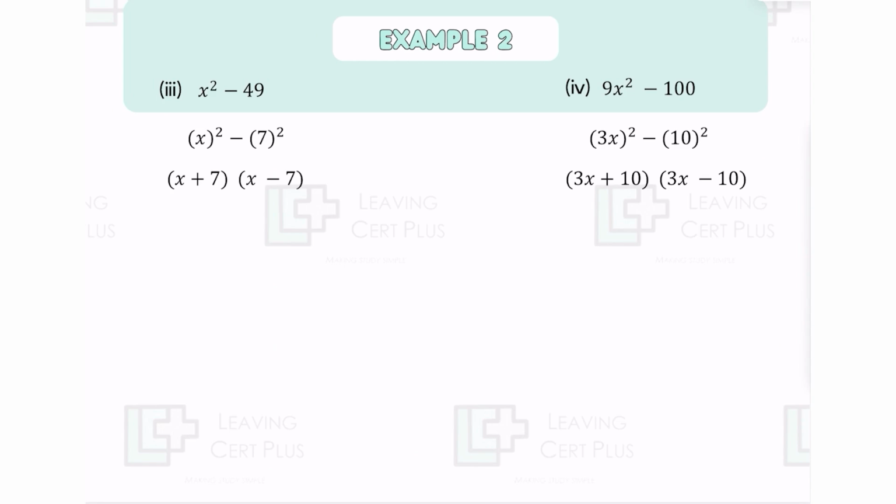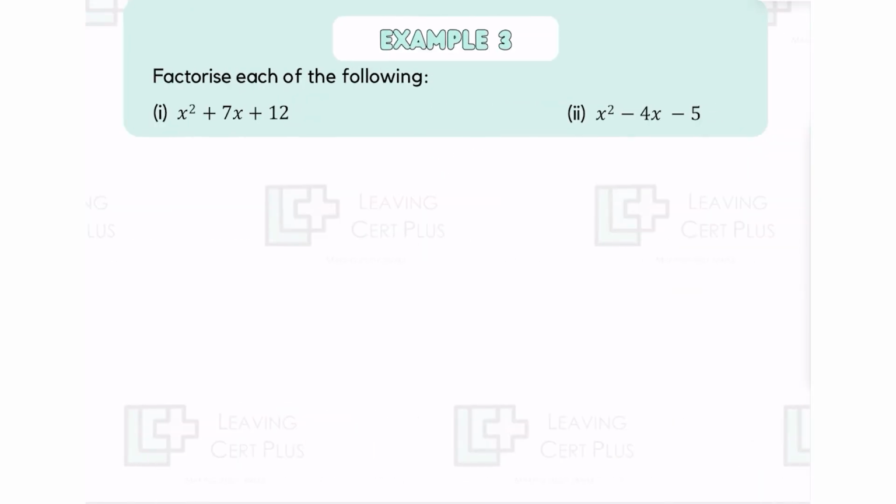Okay, on to our trickiest type, and these are known as quadratics. The first thing we do with quadratics is we set up two brackets as so. What goes into the front of these brackets is two terms that multiply to give x squared, which is usually x and x. Then we have to think of, for the back of these brackets, two numbers that will multiply to give plus 12, but they also have to add to give the middle, which is plus 7.